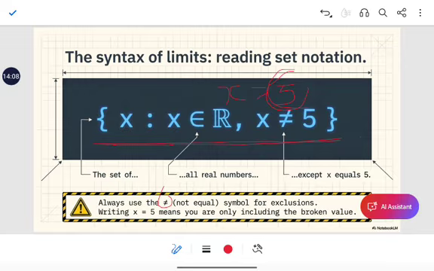So we can just use words to describe it and say that the function is defined for all real numbers except 5. And we can use this notation to mean the same thing. We are saying that x is such that x is a member of all real numbers. Every number in all real numbers can satisfy the equation, can make the equation defined, except when x is 5. So x should not be equal to 5.